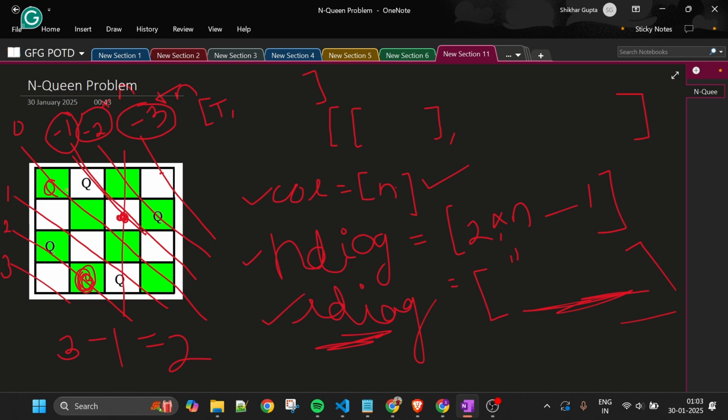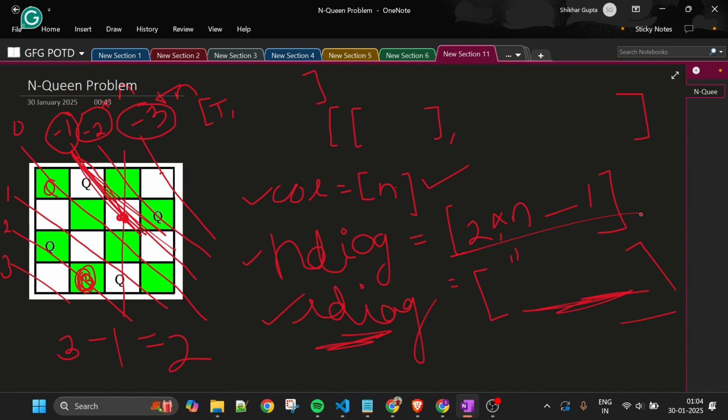1 is the row and 2 is the column. So 1 minus 2 is basically equal to minus 1. So this is the row for it, minus 1. Okay. And minus 1 plus n equal to anything which you can think, 1, 2, 3, 3. So I will check the third index.